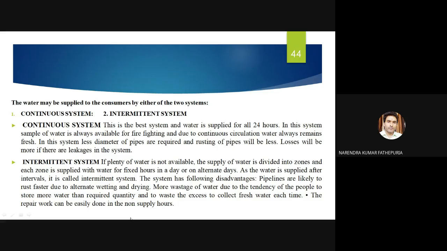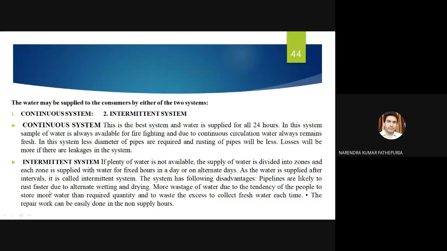Intermittent system: if plenty of water is not available, the supply of water is divided into zones, and each zone is supplied with water for fixed hours in a day, or on alternate days, as I told you. As the water is supplied after intervals, it is called intermittent supply, and the system has the following disadvantages.